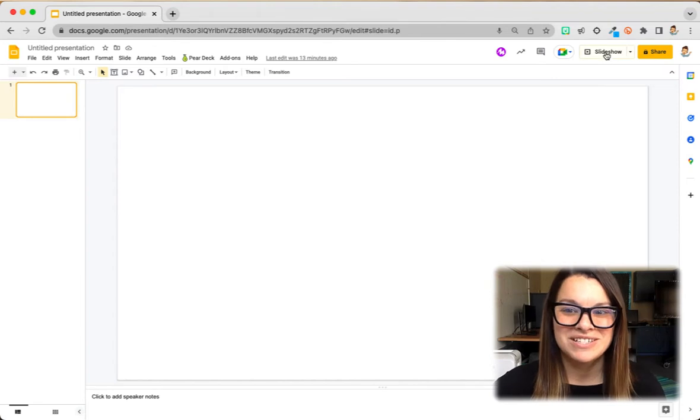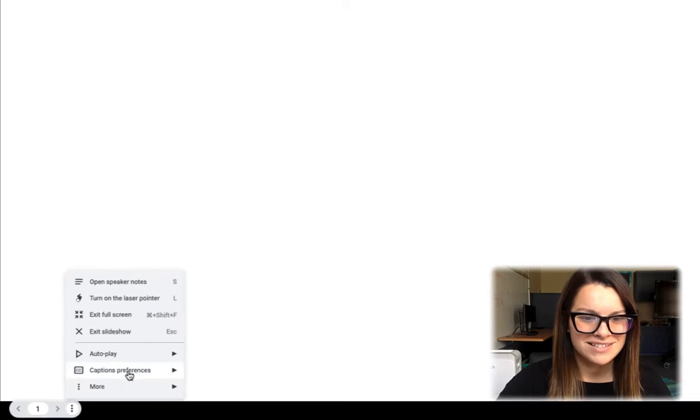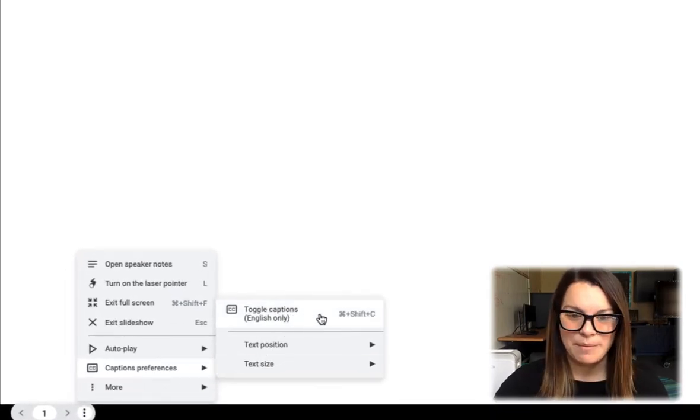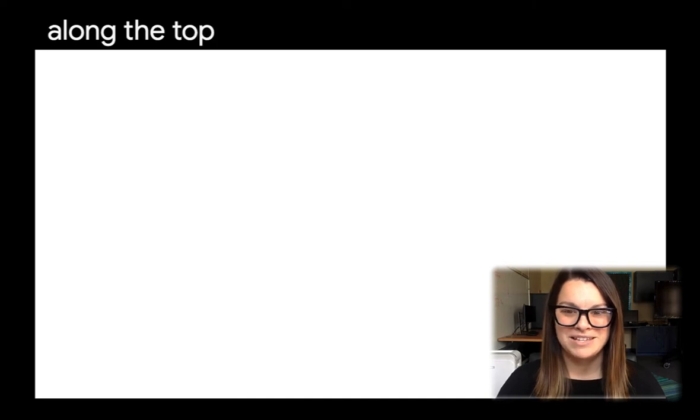I'm going to go ahead and go into slideshow mode by pushing slideshow, and now I'm going to turn on my captions. You can enable captions by moving your mouse to the bottom left corner, pushing the three dots, going into caption preferences, and then toggling on your captions. Now you can see, as I'm talking, I have captions along the top of my screen.